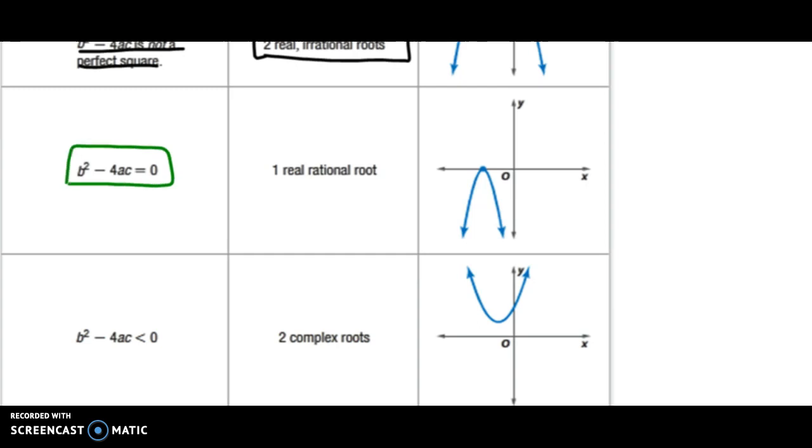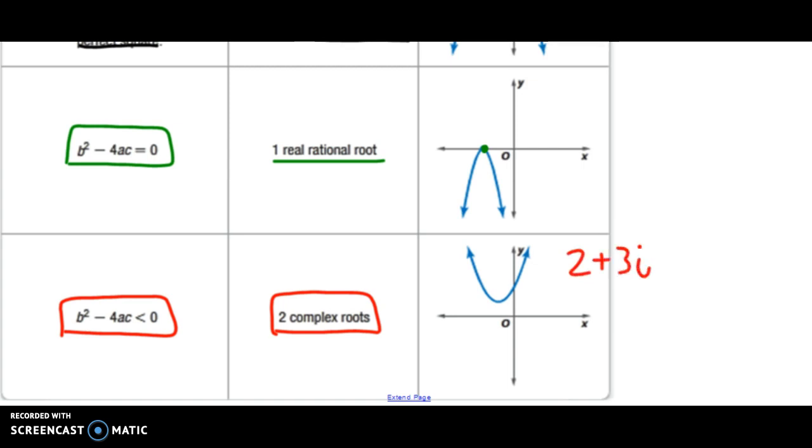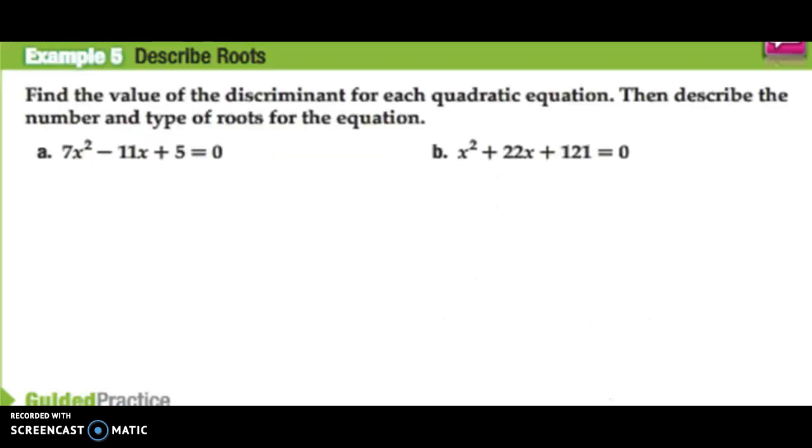If we get it equal to 0, we kind of talked about this before. When it's equal to 0, you get one rational root, and that's because your vertex is located on the x-axis at some point. And then finally, whenever you get your discriminant to be a negative number, you're always going to have two complex roots. And those are going to be complex conjugates. So for example, if you have 2 plus 3i, you automatically know your second one is going to be 2 minus 3i. And you might have decimals with your complex, and that's totally fine too.